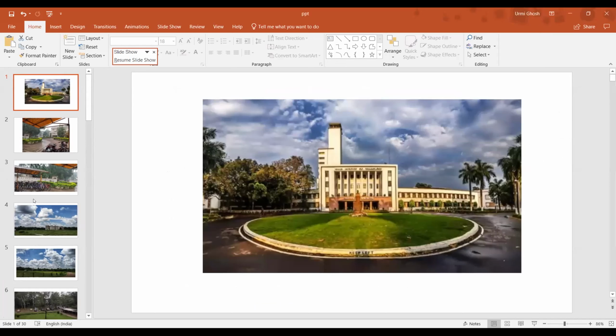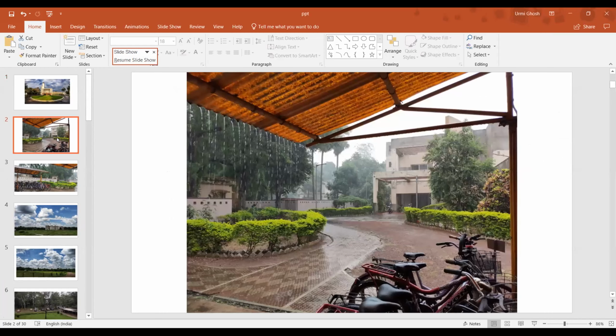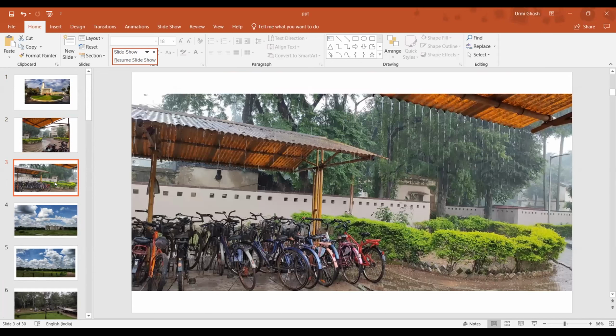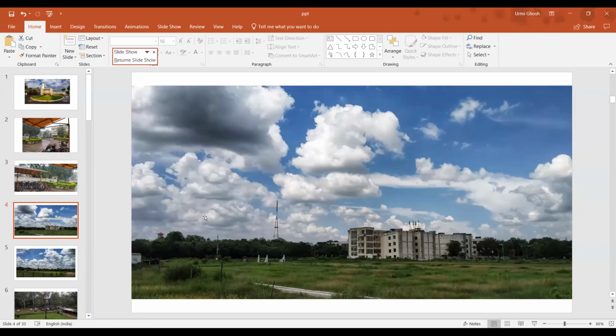Hello? Yes. So this is our main building for the IIT campus, and as you can see, it is actually a green campus. It has been raining a lot for the last few months. Now it is all clear, but these are images of the rainy season. And this is outside our hostel. The main locomotive that we students use is the cycle. And now it's clear.